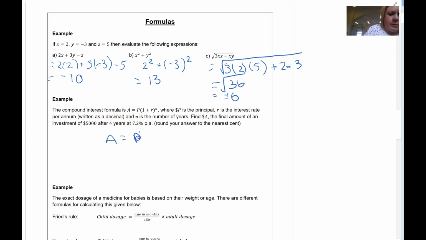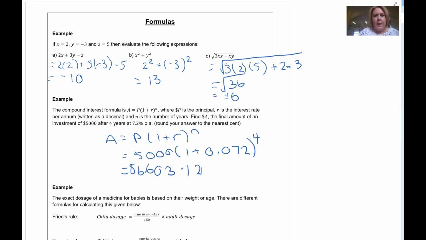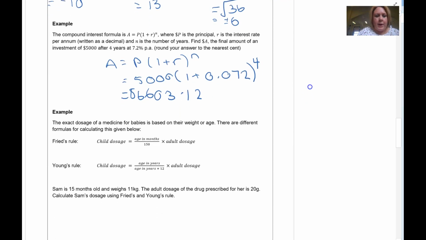So we would always write the formula. P is 5,000, 1 plus, that's 7.2 as a decimal, to the 4, and you'd put it in your calculator and you'd get an answer. Okay, and if you don't get that answer, you need to ask me how come on your calculator.